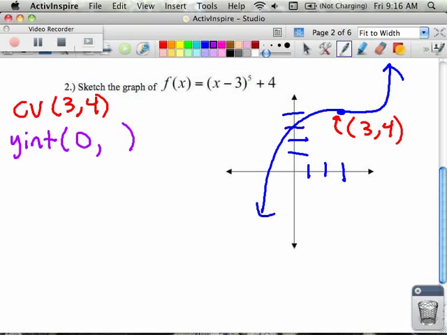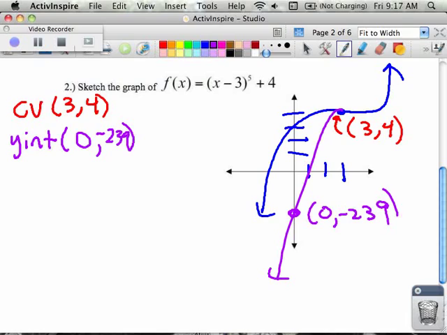Negative 3 to the 5th power. That sounds right. Negative 243 plus 4, negative 239. This graph is crap. That should have been down here somewhere. So this is supposed to be 0, negative 239. That's the y-intercept.